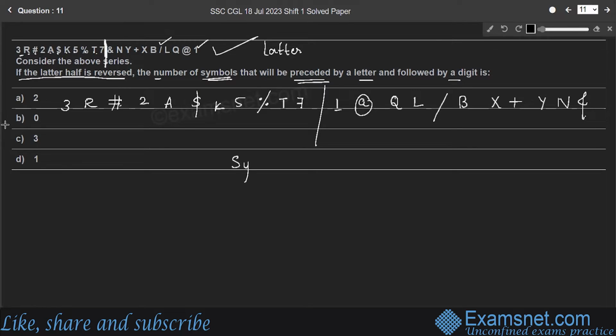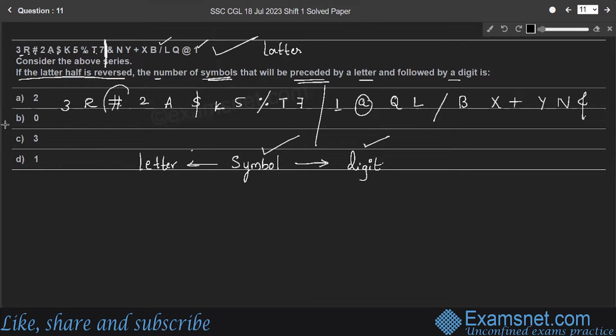So we need to find such a symbol which is preceded by a letter. That means before the symbol, there should be a letter, and after the symbol, there should be a digit, right? So the number of symbols which are preceded by a letter and followed by a digit, right? So look for that symbol which is preceded by a letter.